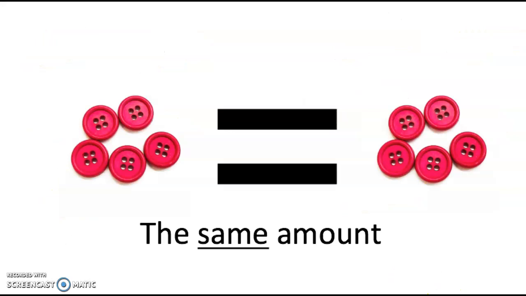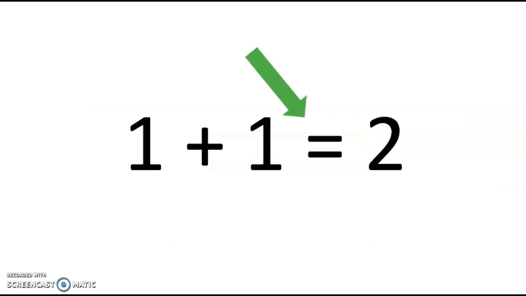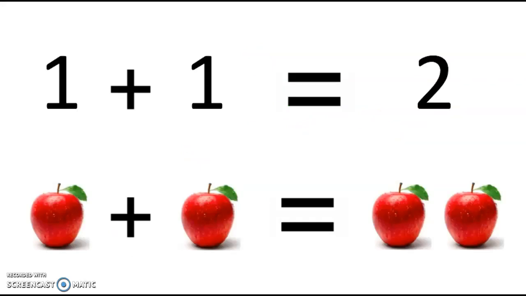Alright, so remember, equals means the same amount. When we see an equal sign, it's usually in a math problem like this one. I'm going to read this like a sentence from left to right. 1 plus 1 equals 2. So when we use equals in a math problem, we are saying that what is on one side of the equal sign will be the same amount as what is on the other side of the equal sign.